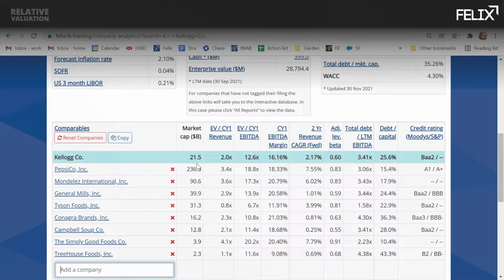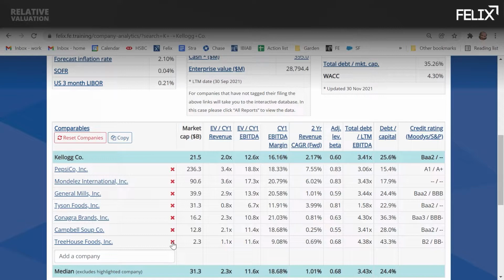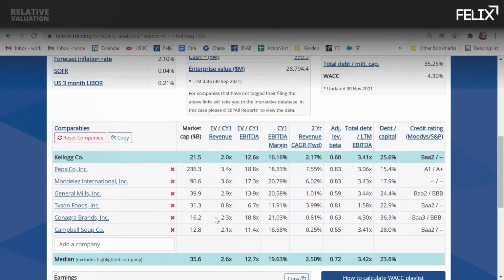Now, if I look at this comp set, you can see that most of these firms are pretty large. A couple of them, the Simply Good Foods Company and Treehouse Foods, however, are pretty small. So I'm actually going to exclude those. I'm just going to take those out. The reason I'm going to do that is that this will affect the medians.